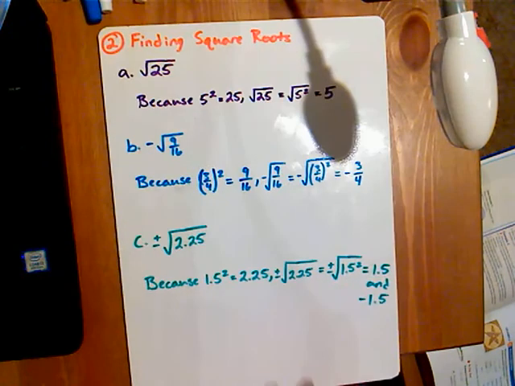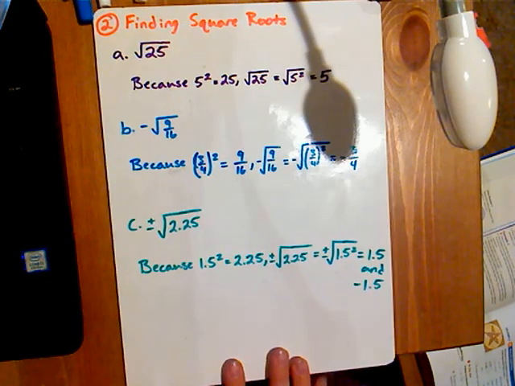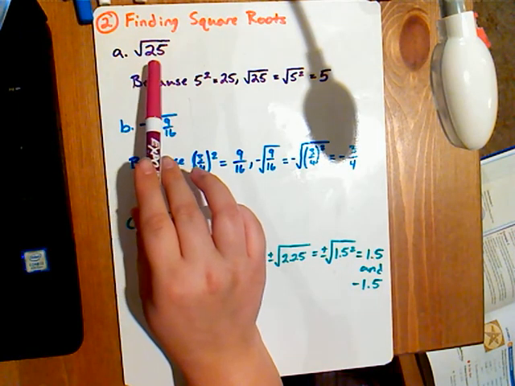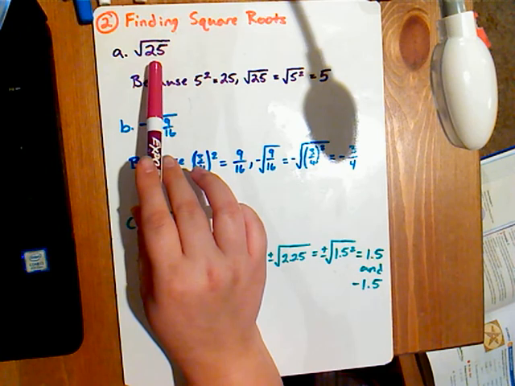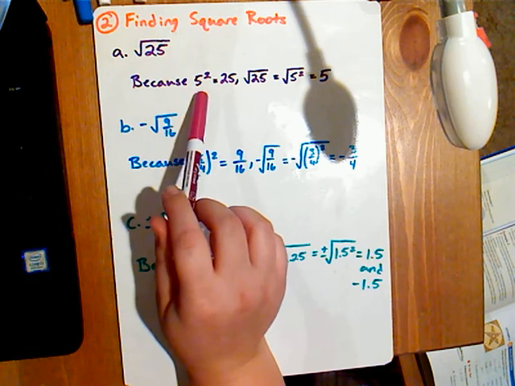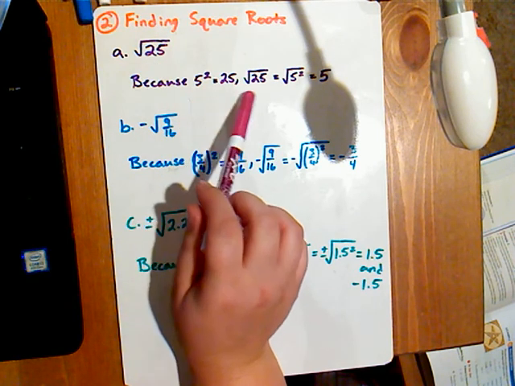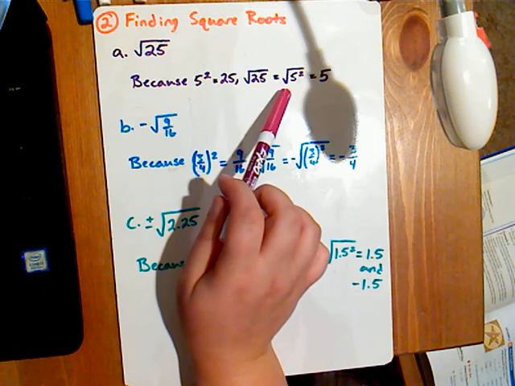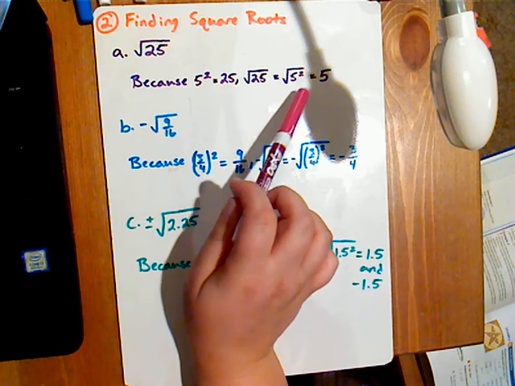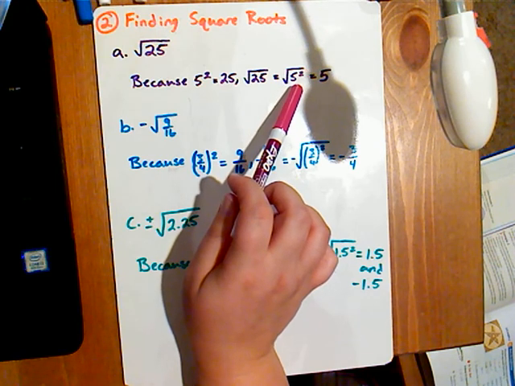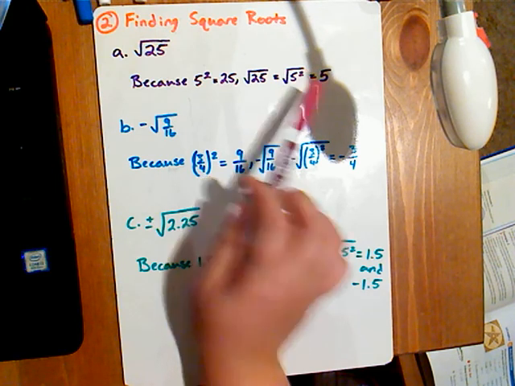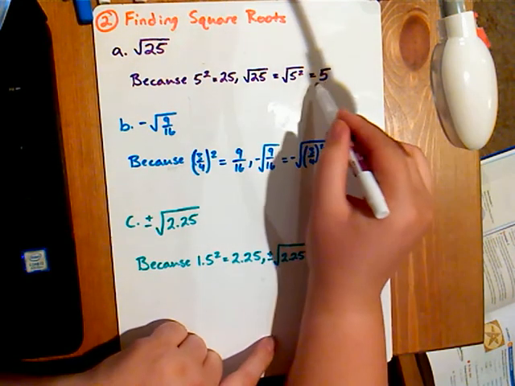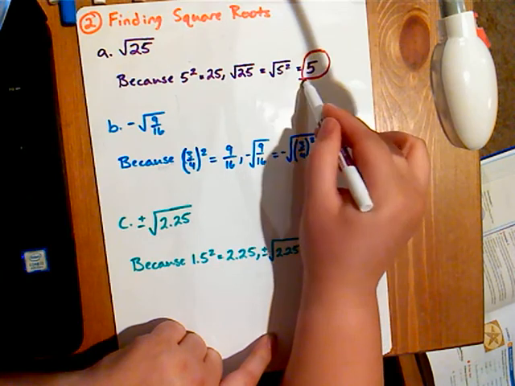Some other examples of finding square roots. Here it wants the square root of 25. Because 5 squared is 25, the square root of 25 would equal that radical sign with 5 squared, which is going to be 5. So the square root of 25 is 5.